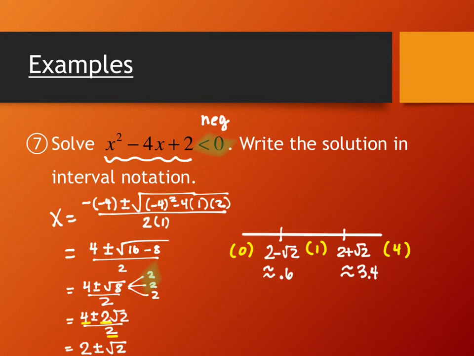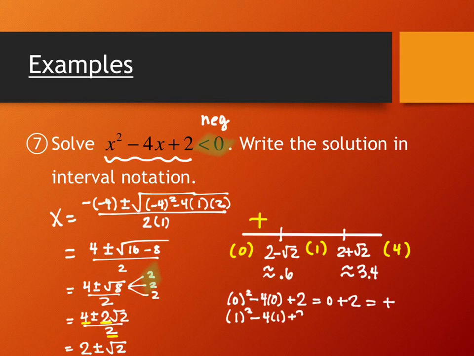So we'll do the 0 first. We have 0 squared minus 4 times 0 plus 2. So that's a bunch of zeros plus my 2, which gives me a positive. So I have a positive on the left. I'm going to use 1 now. So I have 1 squared minus 4 times 1 plus 2. So this is 1 minus 4 plus 2. That gives me a negative, and I've got a negative in the middle.